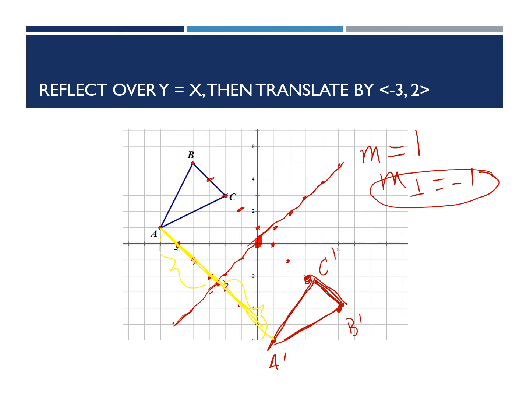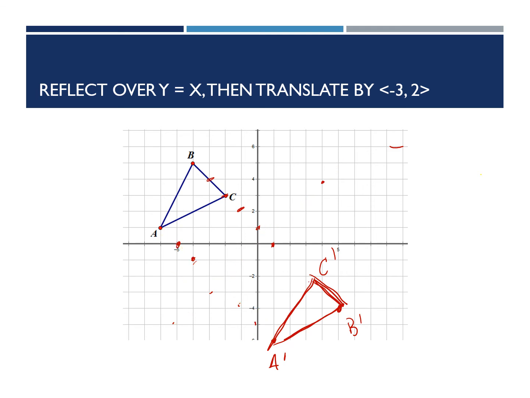All right. So I'm going to erase this stuff real quickly because now I'm going to translate it, okay, using -3 and 2. So that means I'm going to go 3 to the left, 1, 2, 3, and up 2. So there's my A double prime. So B is going to go 3 to the left and up 2, my B double prime. C is going to go 3 to the left, 1, 2, 3, and up 2.